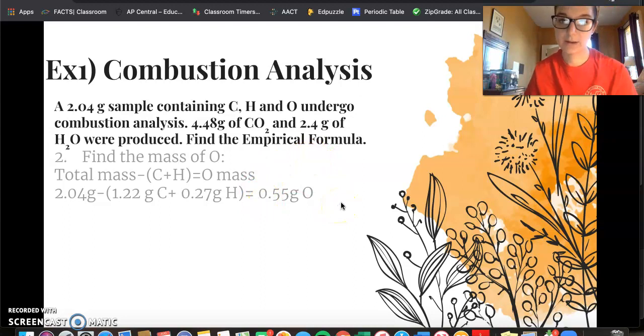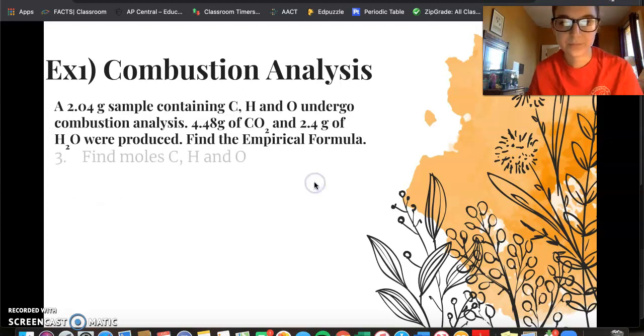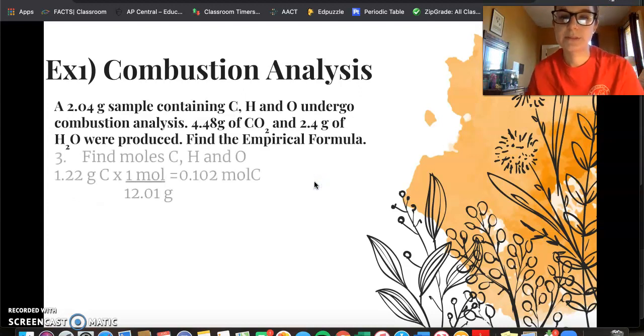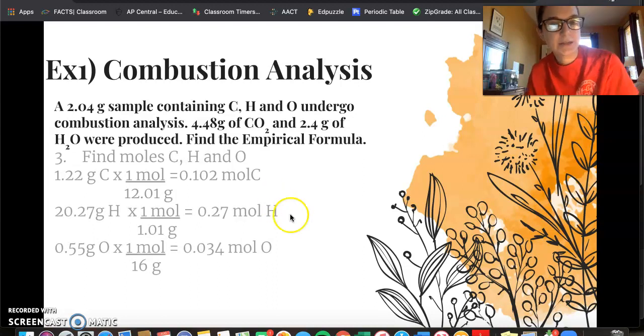Now with this, they didn't give us the percent of carbon, hydrogen, and oxygen. We found the grams. So we don't assume a 100 gram sample in this case. We're just going to go straight from grams to moles. So that's the difference between the other problems that we did where they gave us the percent composition. So we're going to convert all these grams to moles. So carbon, we have 1.22 grams divided by the molar mass, and we get 0.102 moles. Go ahead, pause the video, do the same thing for hydrogen and oxygen. When you do that, you should get 0.27 moles of hydrogen and 0.034 moles of oxygen.